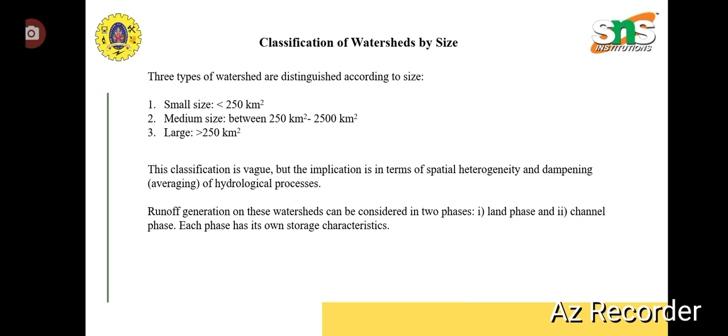The types of watershed are small, medium, and large. Small size is less than 250 square kilometers, medium is 250 to 2500, and large is above 2500 square kilometers. In the case of a small watershed, the overland flow is high, but in the case of a large watershed, the overland flow is low.